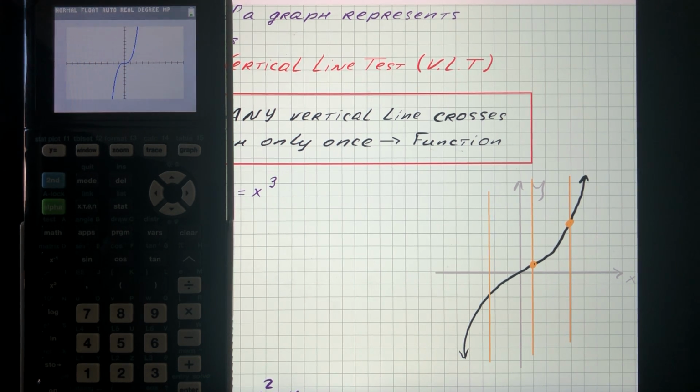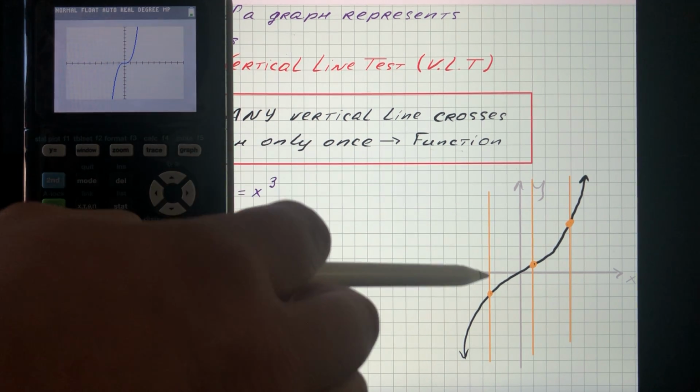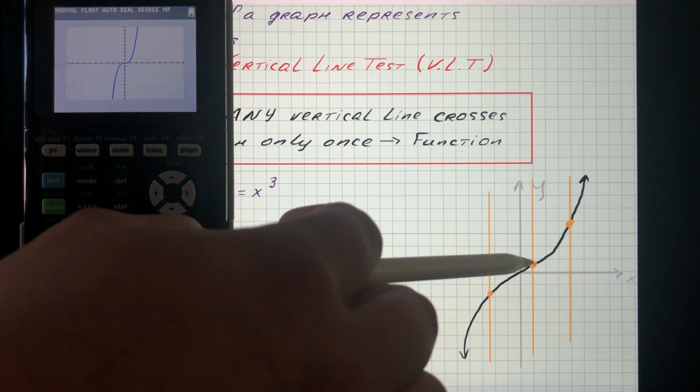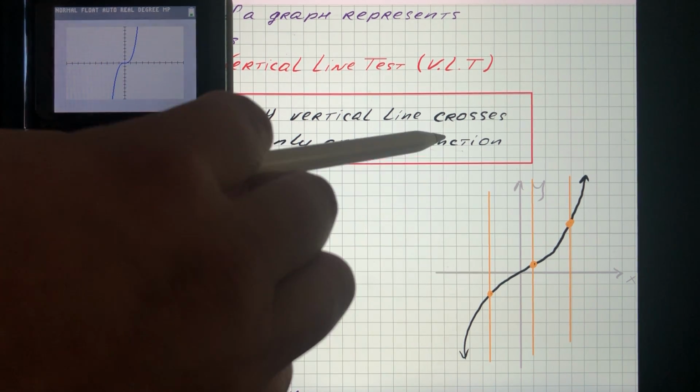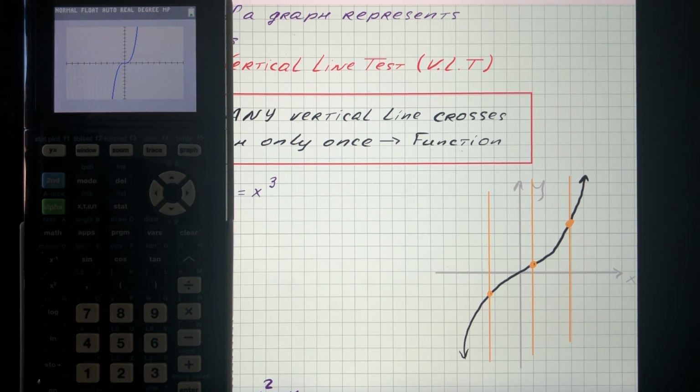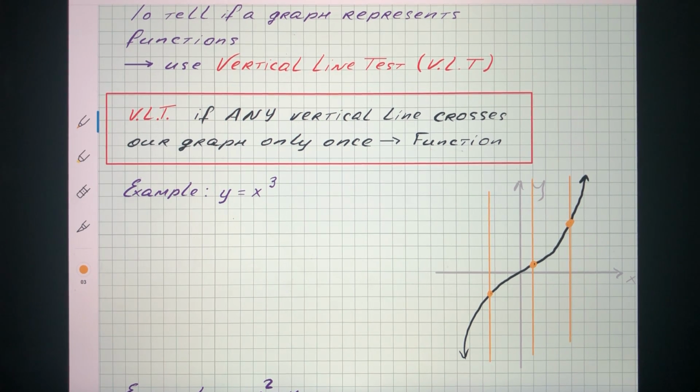Here's another one, once. So that means that no matter where we put these vertical lines, there will be only one place of intersection, and that makes it a function. So the answer to the first one is that y is x cubed really represents a function. So this is a function. Now let's look at the next example.